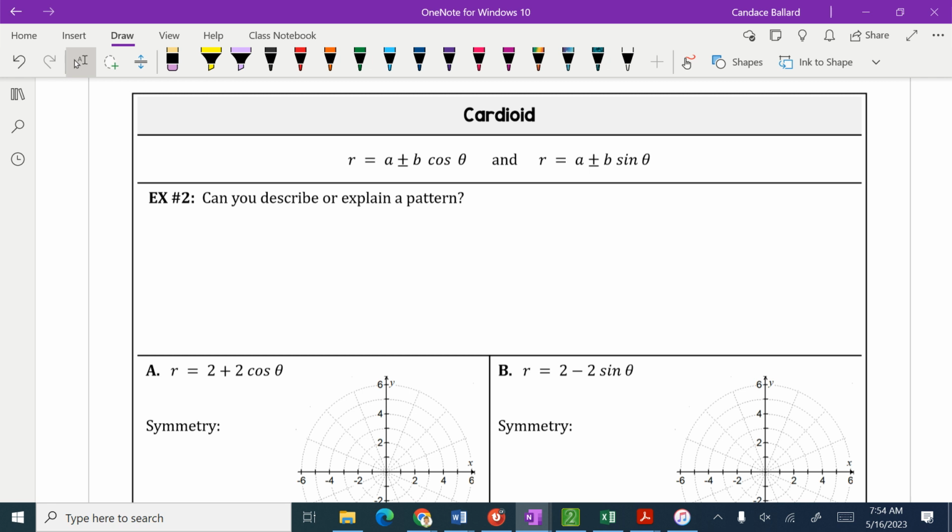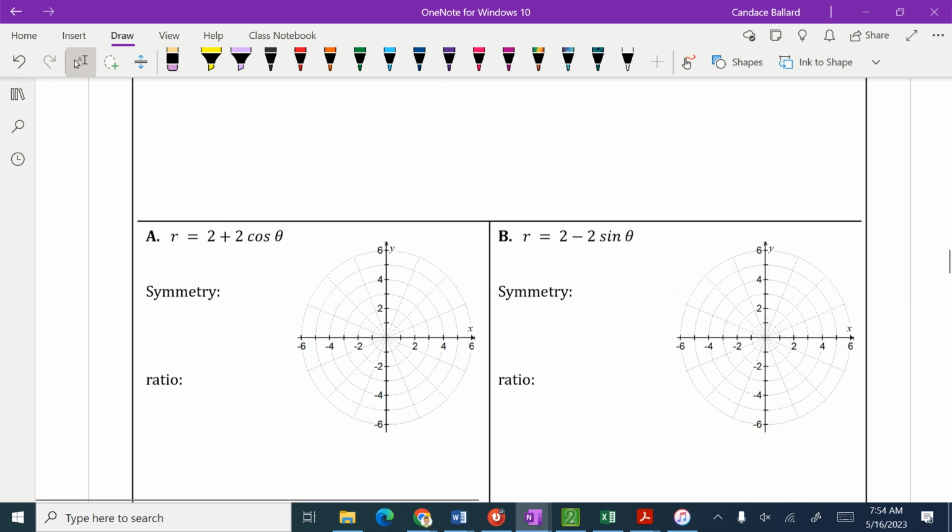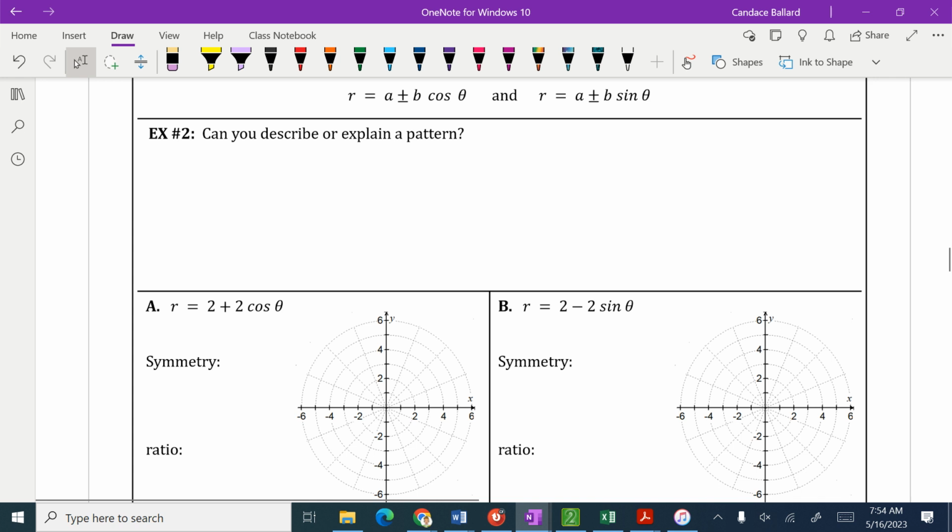Can you explain the pattern? Give me just a sec. They do that one. Okay. All right, so if I get something, we're just going to use the ones that are down there below. So we're going to see if we can get the pattern based off of these graphs rather than doing a lot of extra things.